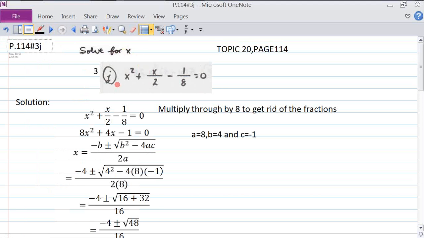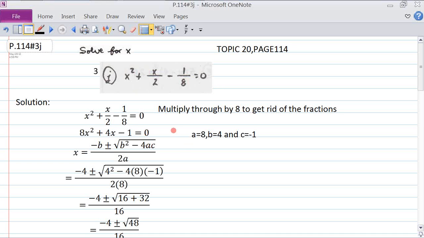Solve for x. This is 3J. The first thing we're going to do is multiply through by 8 to get rid of the fractions, so we don't have any fractional terms. If we multiply the first term by 8, we get 8x squared. 8x over 2 becomes plus 4x. And 8 times 1/8 becomes minus 1. Now we choose the highest number that the denominators 1, 2, and 8 go into, and the highest number here is 8. By multiplying through by 8, we clear all the fractions, and that makes the problem a lot easier.